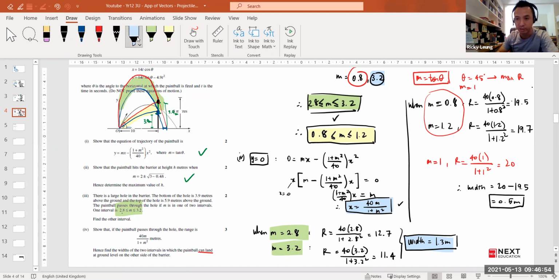So the width of the top one is 1.3, but the width on the bottom, it looks like it's 19.7 minus 19.5, but it's not. Because if I fire it at 45 degrees, I actually can reach 20 meters. So it's 20 meters being the maximum, and the shortest is 19.5. The width is 0.5 meters.